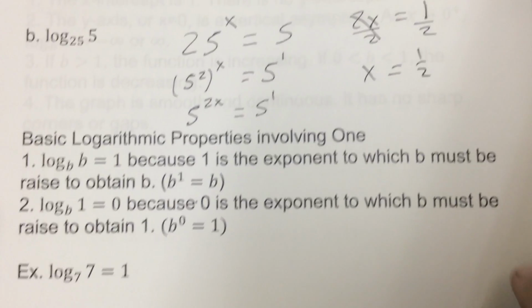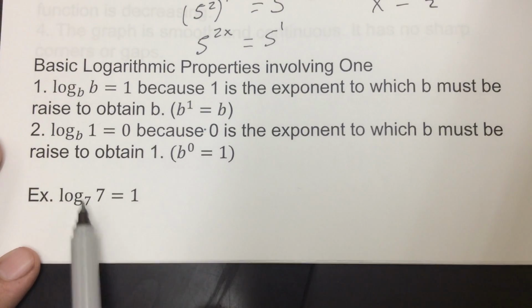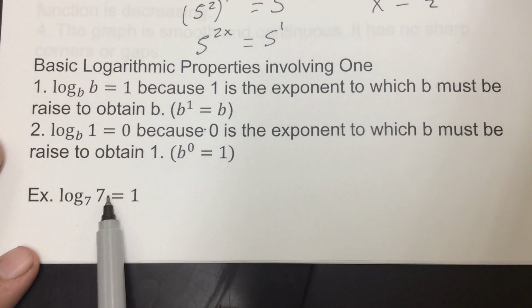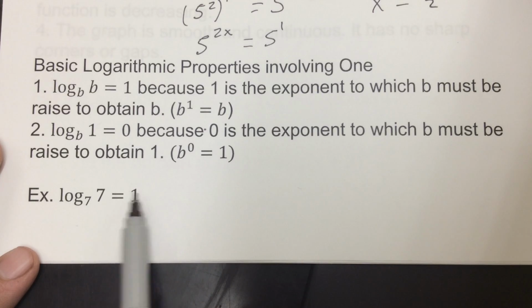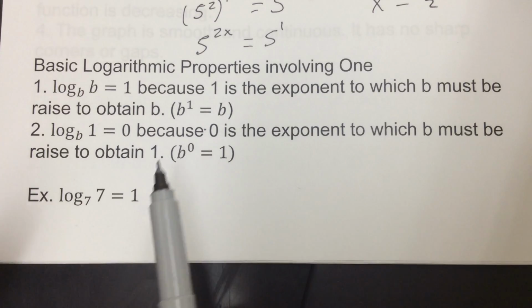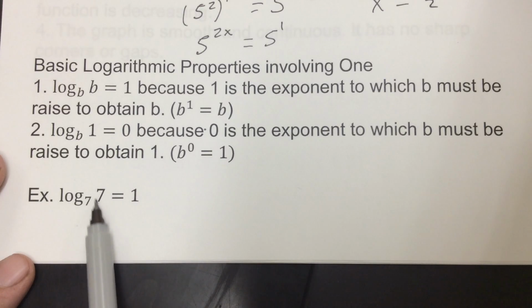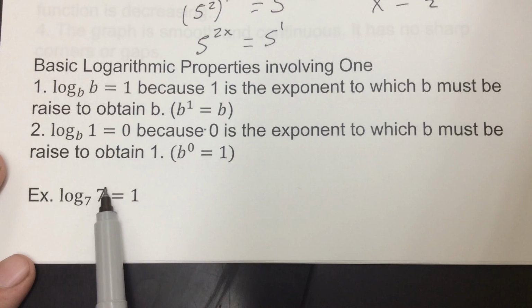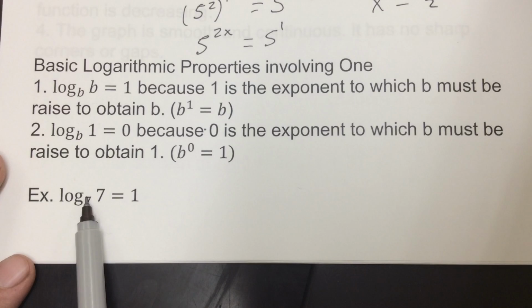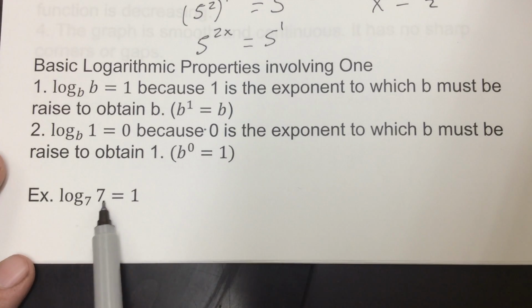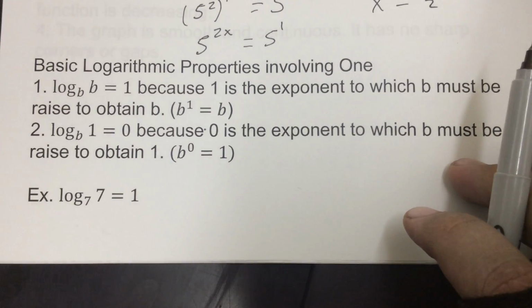Okay? So if you had something like this where it was log base 7 and we're trying to get to 7, well, its exponent's going to be 1 because 7 to the first is 7. So remember, this is always going to be the number that you want to end up in the end. This is your base. You're going to want to raise it to a certain power in order to get this end number.